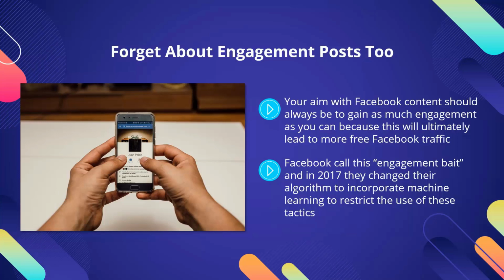Facebook calls this engagement bait, and in 2017, they changed their algorithm to incorporate machine learning to restrict the use of these tactics. The algorithm change looked for posts that tried to persuade others to engage, such as asking them to comment, share, like, or tag, for example. The algorithm will restrict the reach of Facebook pages that continually use these tactics.